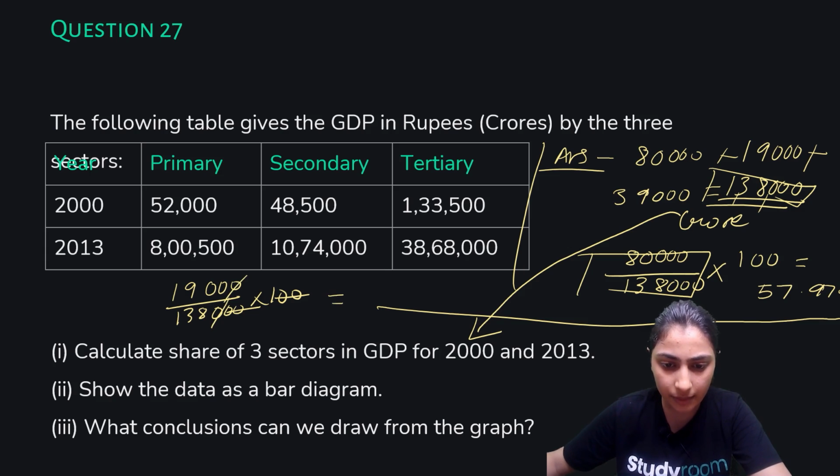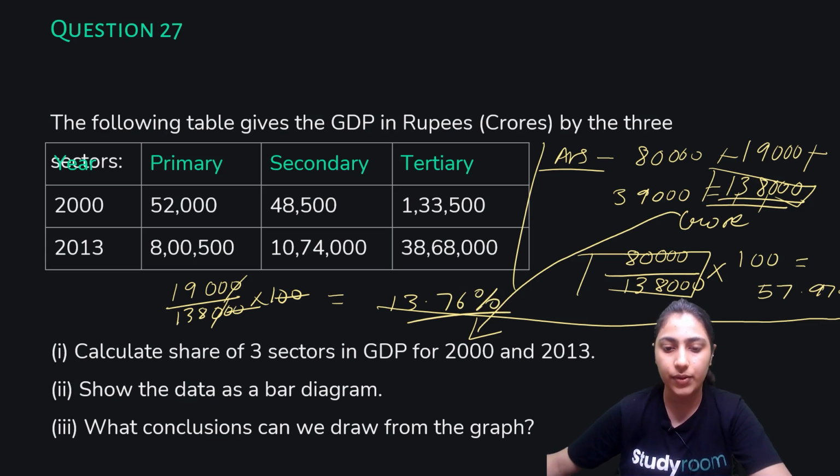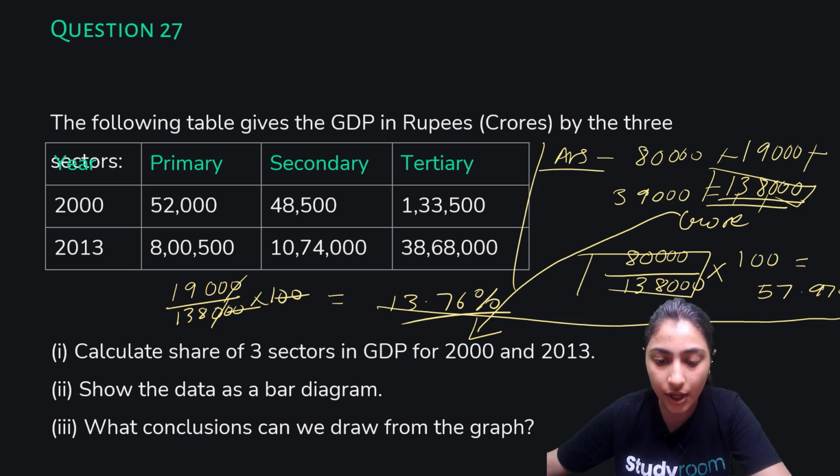So most probably it will be somewhat related to 113.76%. And now similarly you need to do the same for 39,000. In this way, you will be taking out the share of the three sectors of the GDP.